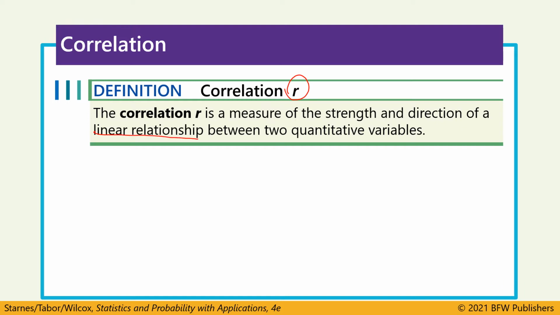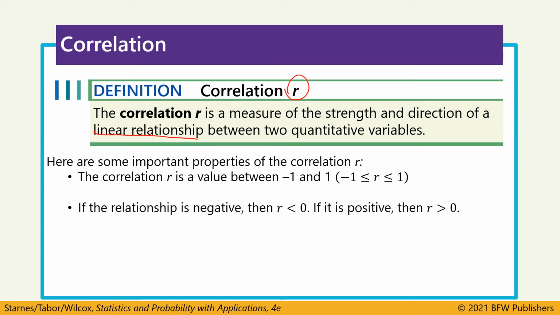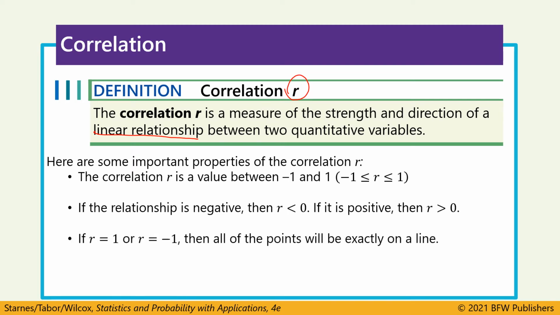two quantitative variables. Some important properties of the correlation are, it's always going to be between the values of -1 and +1 inclusive. If the relationship is negative, then r will be negative. If it's positive, then r will be positive. If it were to equal +1 or -1 exactly, that means that all of the points are exactly on a line, which is something that happens very rarely with real data.